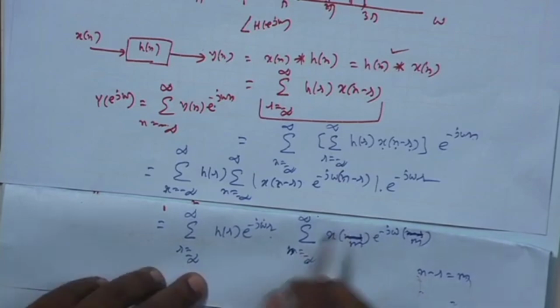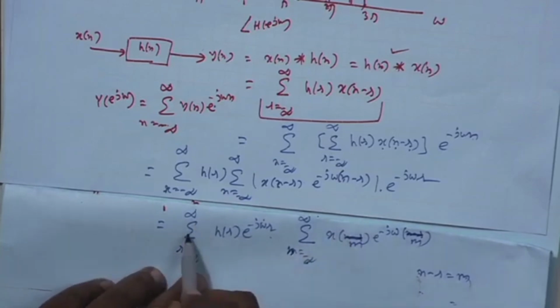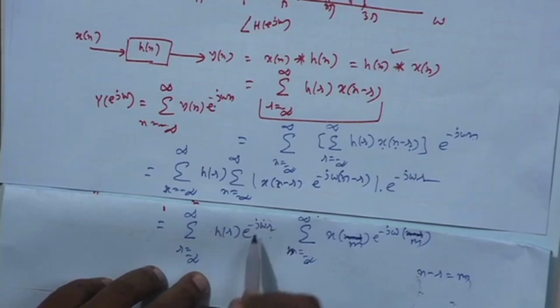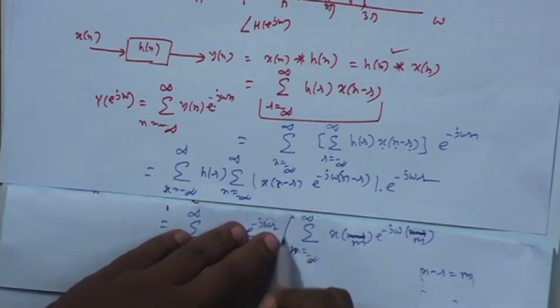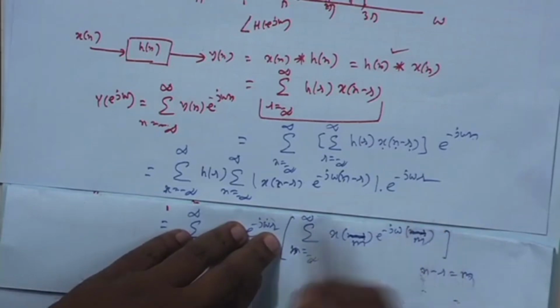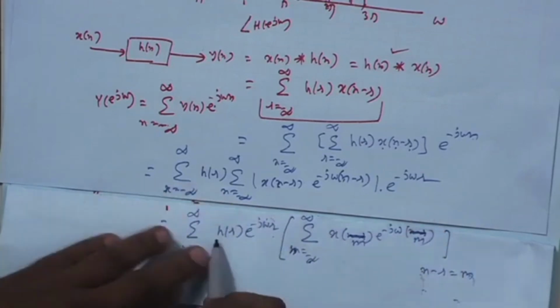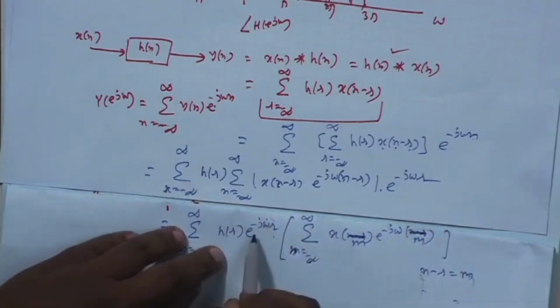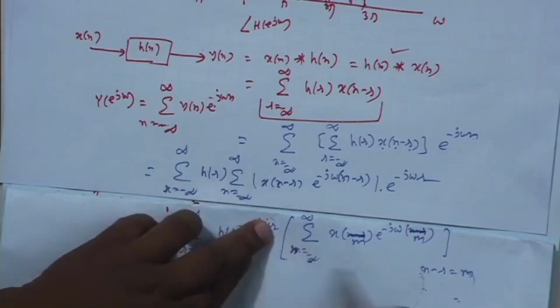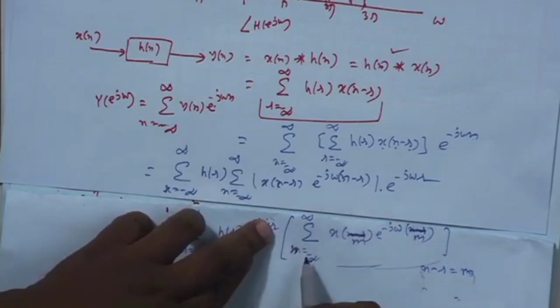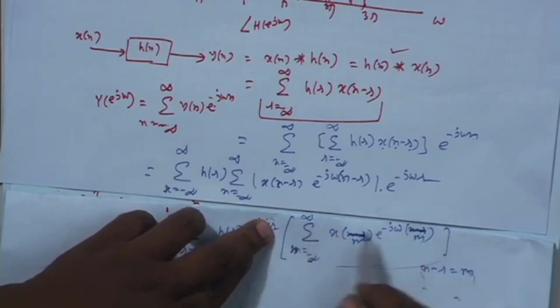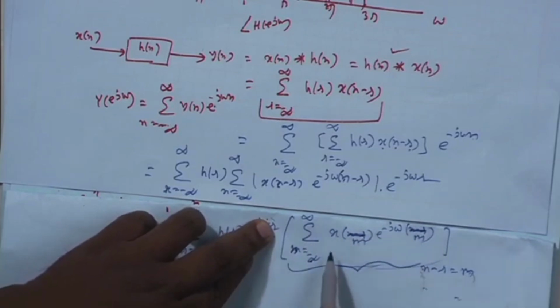Now, what is happening? In the outer sum, first you choose an r, then carry out the product h of r e to the power minus j omega r, hold it. Then for that r, you run this summation. Then choose another r, carry out this product, then hold it. For that r, again run this summation. But this summation is independent of r. Now, it is m. For any m, this summation is what? You can see this is nothing but the DTFT of x of m.